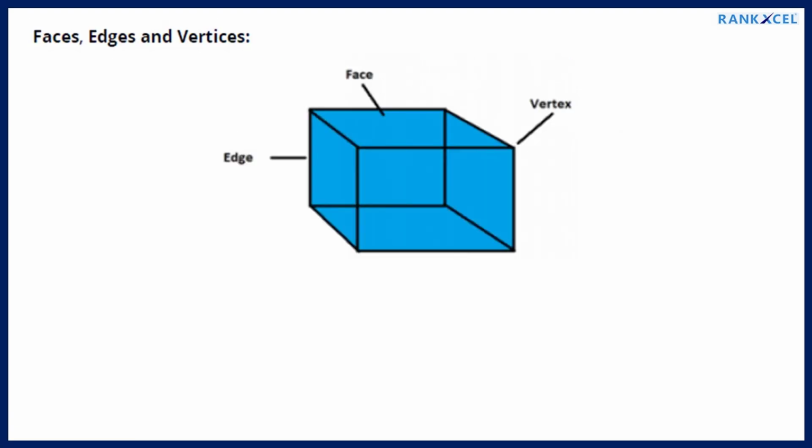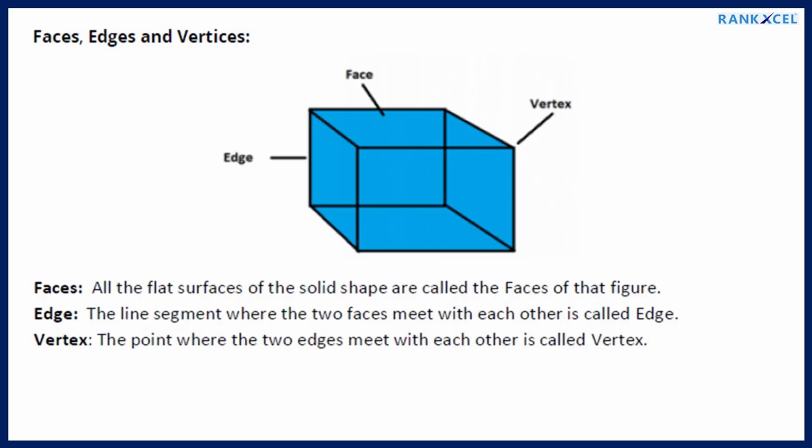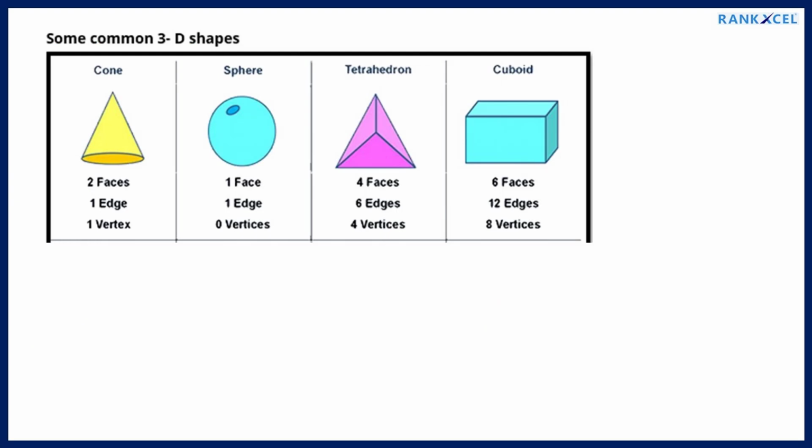Faces, edges and vertices. Faces. All the flat surfaces of a solid shape are called the faces of that figure. Edge. The line segment where two faces meet each other is called an edge. Vertex. The point where two edges meet each other is called a vertex. Some common 3D shapes.